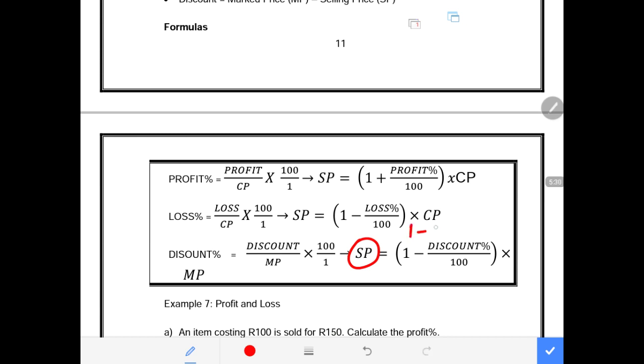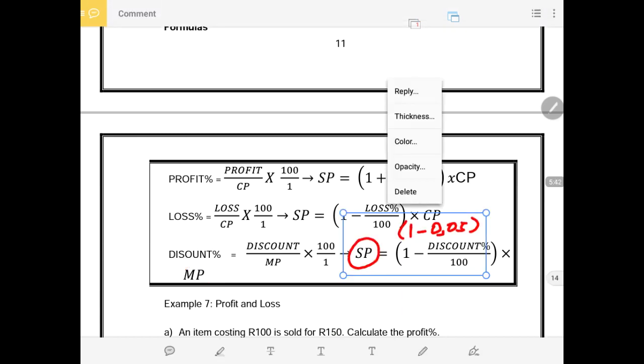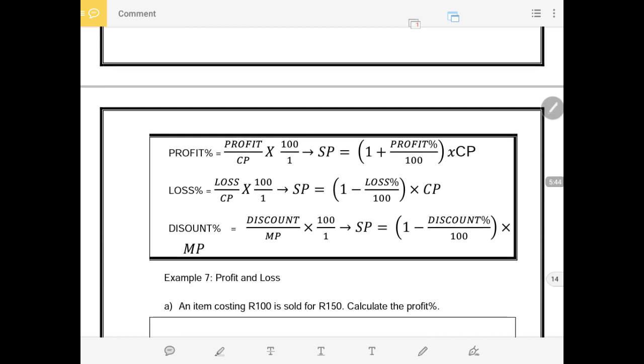Obviously the 1 indicates 100%, so if the discount is 5%, in other words we are deducting 5% out of the marked up price, which was 100%. So now we have to master these formulas, guys, and also the definitions.